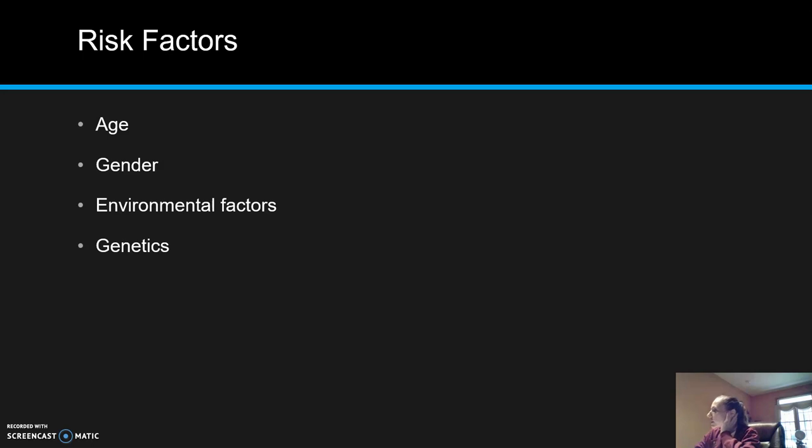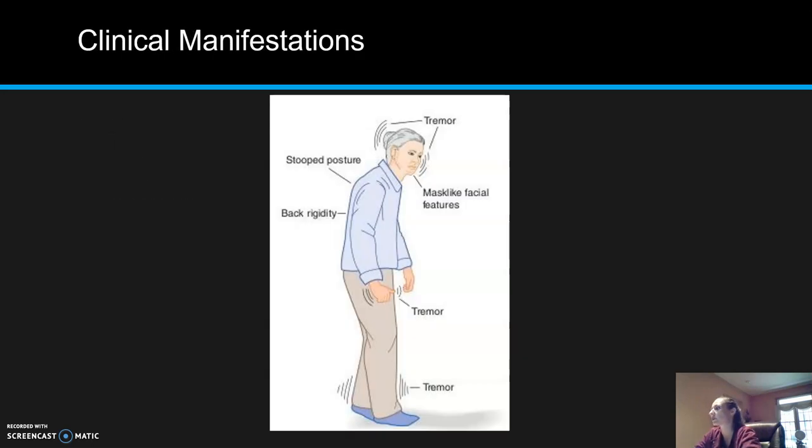So our risk factors are going to be age. The incidence increases as the person gets older. This is more common in males than in females. There are some environmental factors, like living in a rural area, for example, the incidences are higher there. And then there's a genetic factor too. So if you have a parent that has Parkinson's disease, then you're going to be at an increased risk of it.